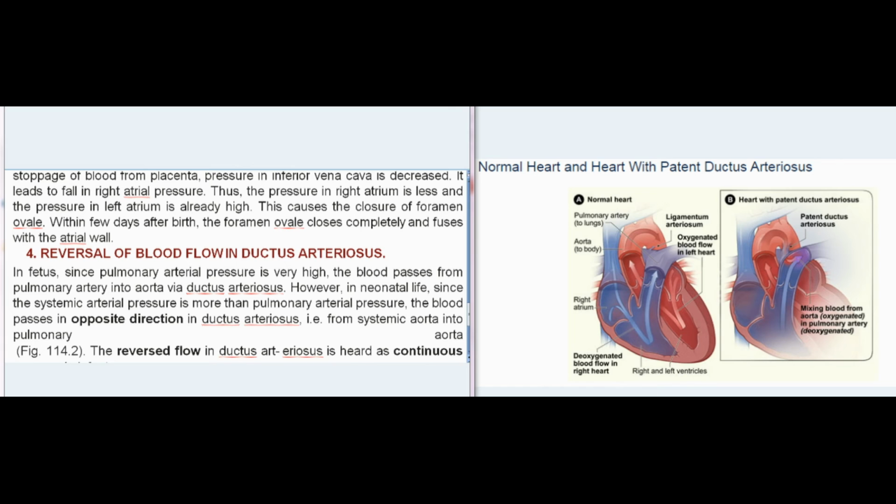4. Reversal of blood flow in ductus arteriosus. In fetus, since pulmonary arterial pressure is very high, the blood passes from pulmonary artery into aorta via ductus arteriosus. However, in neonatal life, since the systemic arterial pressure is more than pulmonary arterial pressure, the blood passes in opposite direction in ductus arteriosus, i.e. from systemic aorta into pulmonary aorta, Fig. 114.2. The reversed flow in ductus arteriosus is heard as continuous murmur in infants.